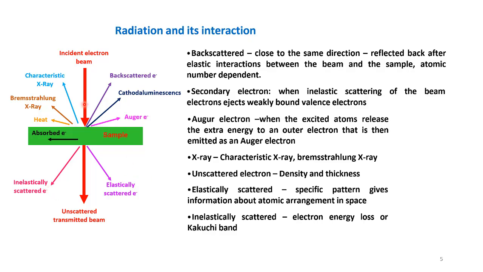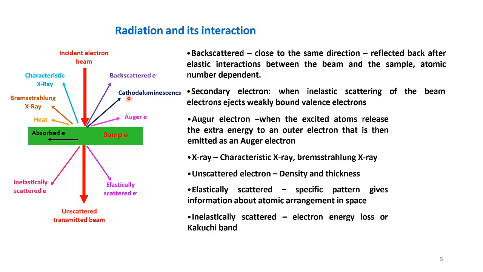So when we are talking about the X-ray, when it is incident on a sample, it can either be absorbed or it can be transmitted. But particularly what we see in X-ray diffraction is the characteristic X-ray and the Bremsstrahlung X-ray. So these two are very important. However, the backscattered electron and Auger electron are also important in some cases.